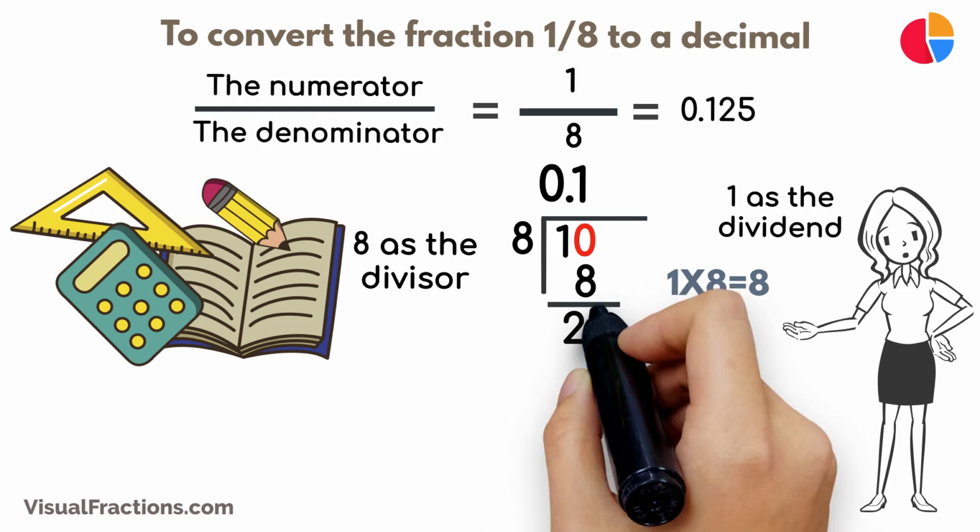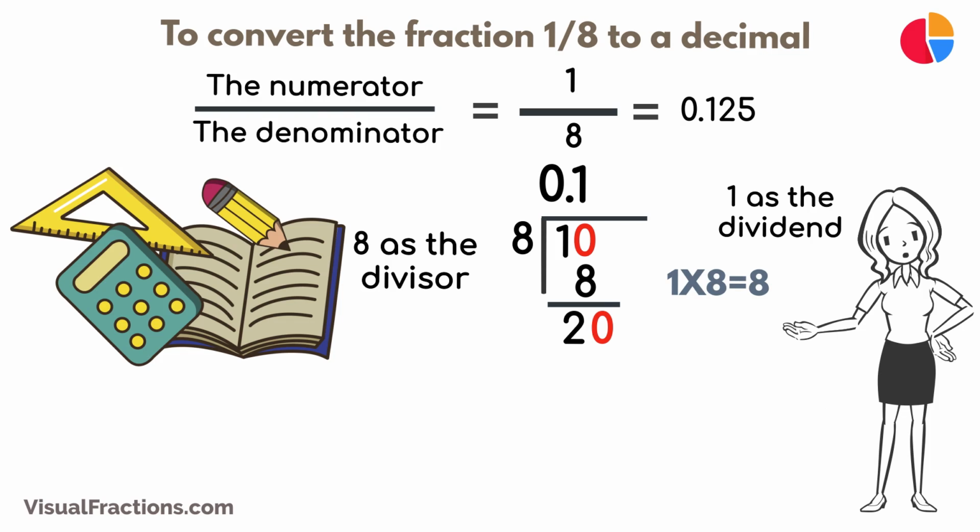Next, we add another 0 to the remainder, making it 20. How many times does 8 go into 20? Twice. We add 2 to our quotient, making it 0.12. Multiplying 2 by 8 gives us 16. Subtracting 16 from 20, we get a remainder of 4.